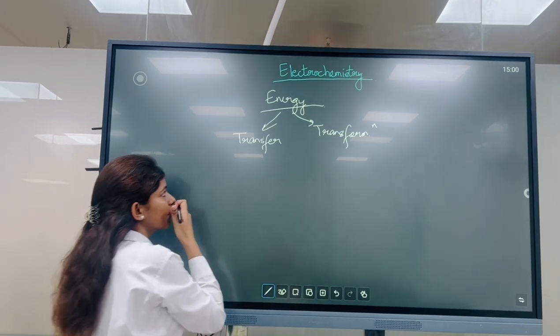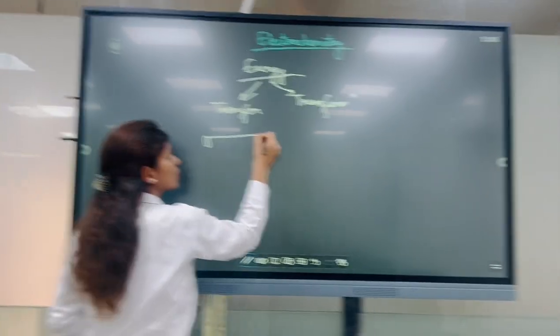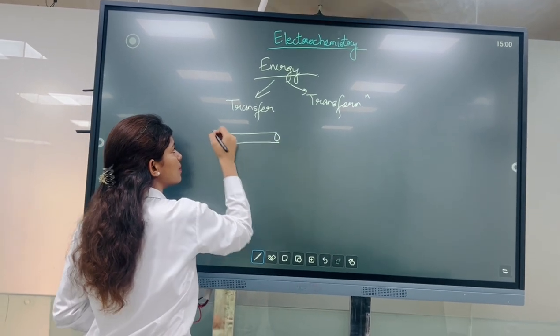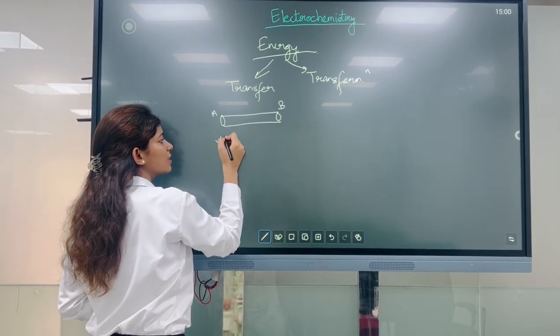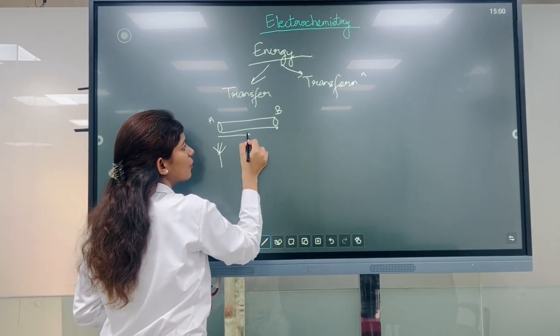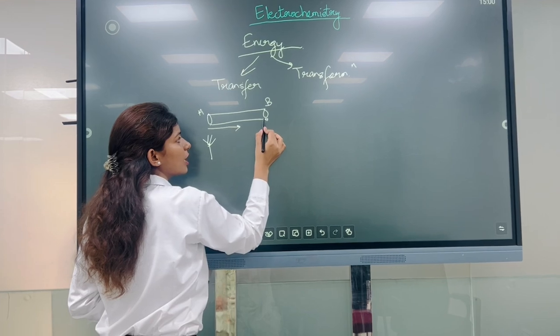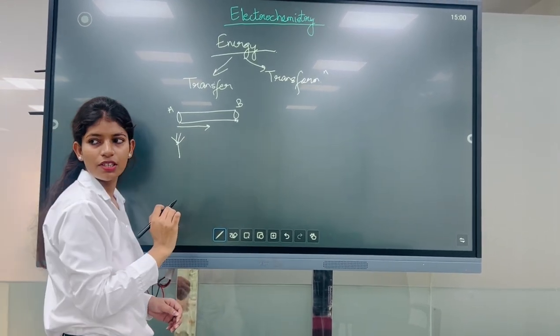So what do we see with the transfer of energy? Let us say I have a rod, this part is A and this part is B. If I heat this A part, definitely the heat will transfer from A part to the B part, and B part will also get heated. So this is the transfer of energy.